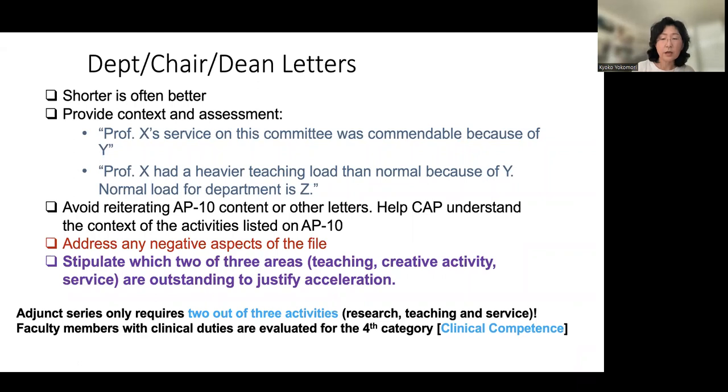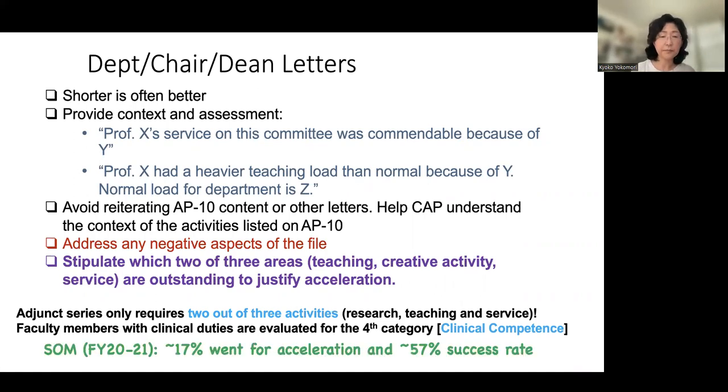Okay, so that's that. And again, I'd like to reiterate that for people with clinical duties, there's a 4th category of clinical competence. That's another category in which they will be evaluated. I also wanted to mention that last year, about 17% of all the files that went from the School of Medicine to CAP were asking for acceleration, and about half of them got granted.